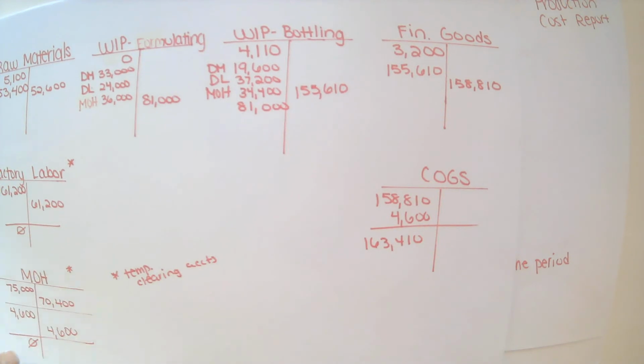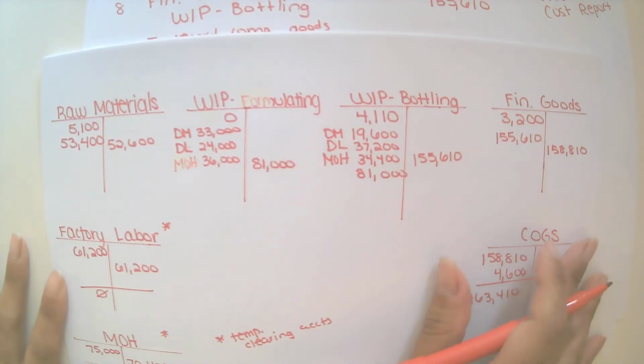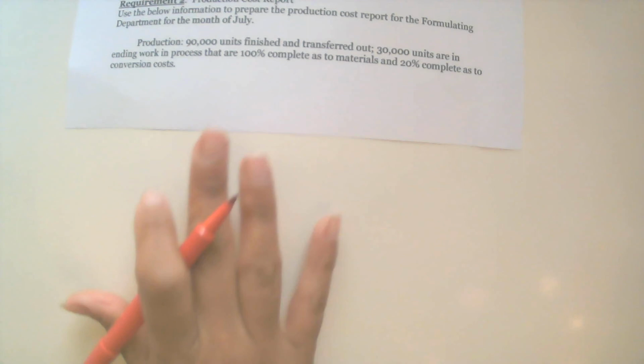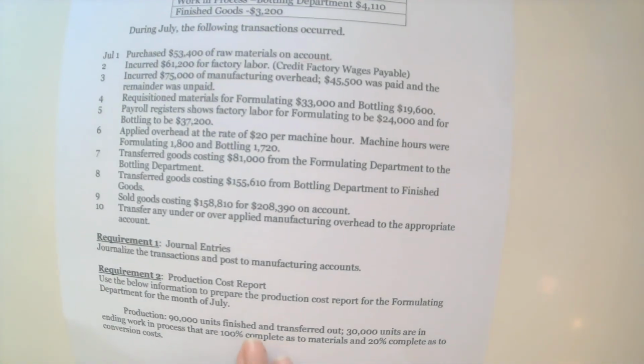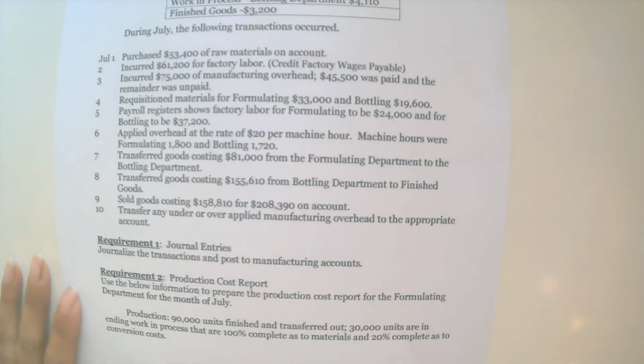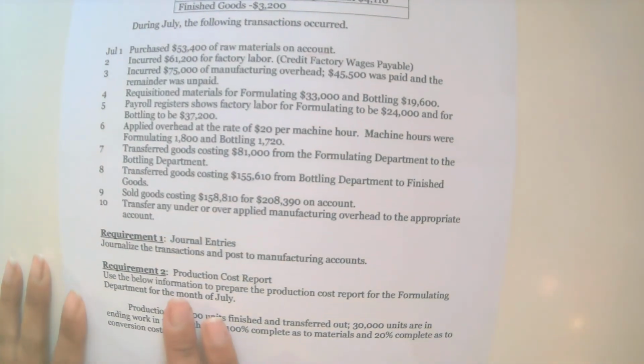Done. Okay, so now we've worked through the flow of costs for a manufacturing company and we did the journal entries together. Pretty soon, we will be moving on to that production cost report. Maybe not in the very next video, but eventually in this chapter we'll get there. So go ahead and keep all of your work handy because we're going to need it when we get to requirement 2.